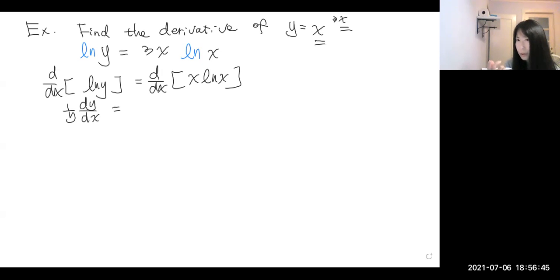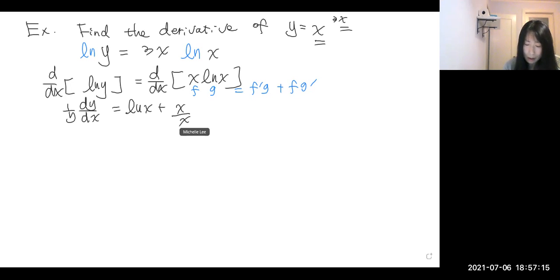We are going to use the product rule because there is x and then there is ln. Can you see that? f g, which is f prime g plus f g prime. So f prime, what do you get? Just 1. And then g plus f g prime, which is 1 over x. Then this is 1, right? So we have that.